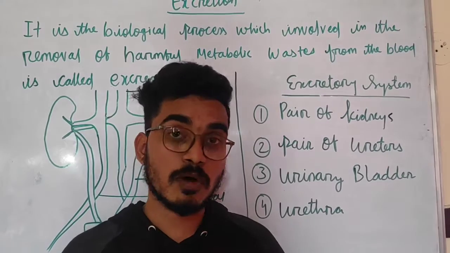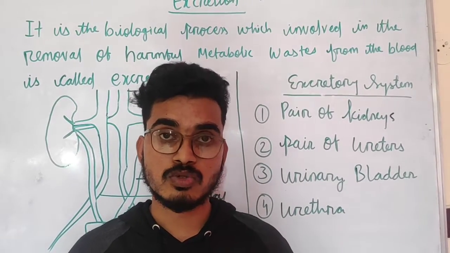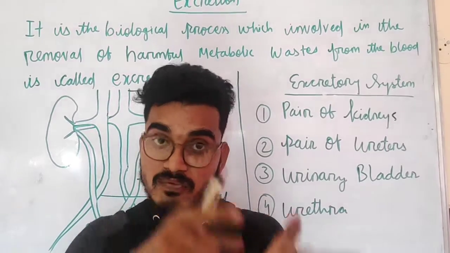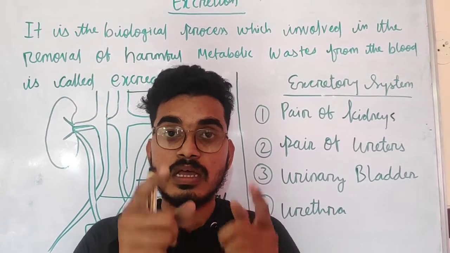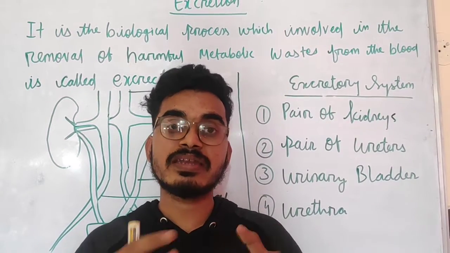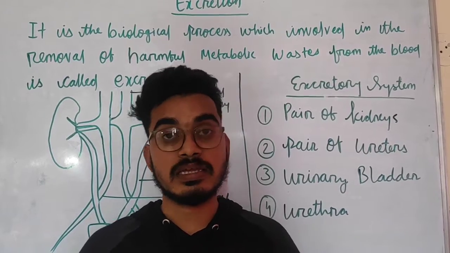that remains in the small intestine passes to the large intestine and to the outside through the anus, right? That undigested food is also a kind of waste. That process of removing the undigested food is called ejection. There is a difference between excretion and ejection.